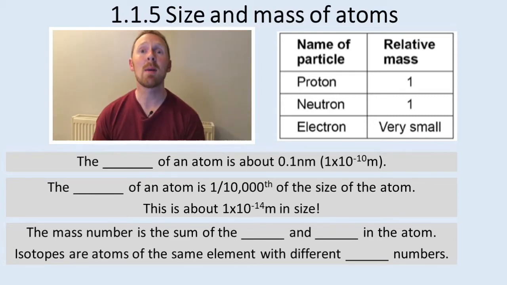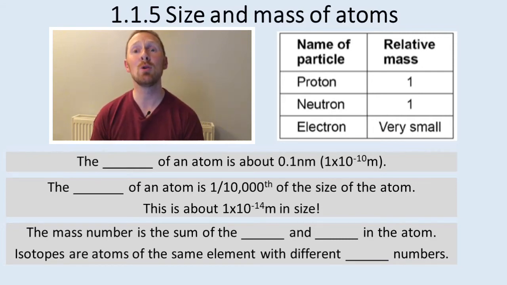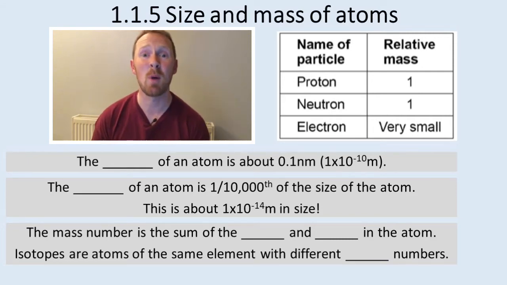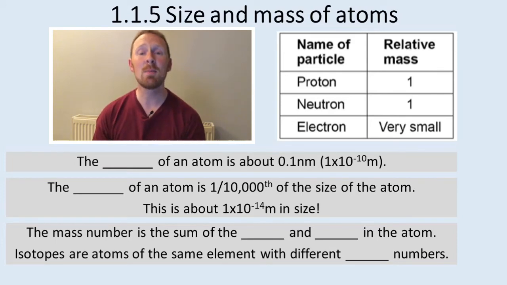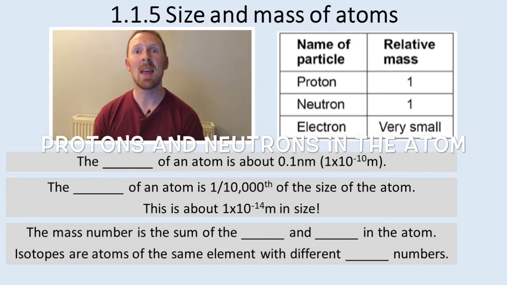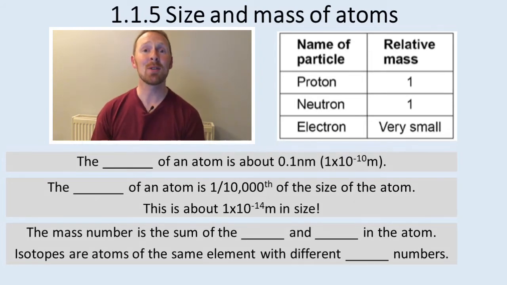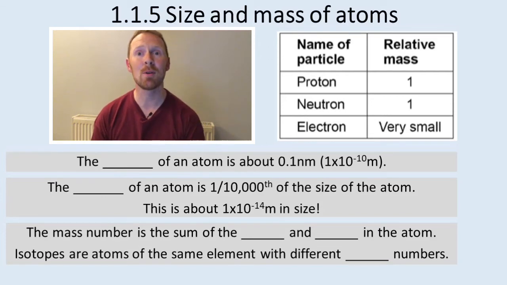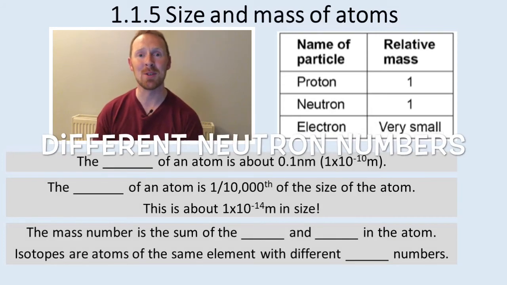Now, when we consider the mass of an atom, what we're doing is we're considering the mass of the protons and the neutrons, because the electrons have such a small mass. So the mass number of an atom is the sum of the protons and the neutrons in that atom. Now, I mentioned it before, but we'll mention it again. There are some atoms that have the same number of protons, but a different number of neutrons, and they are isotopes. So isotopes are atoms of the same element with a different number of neutrons, or different neutron number.